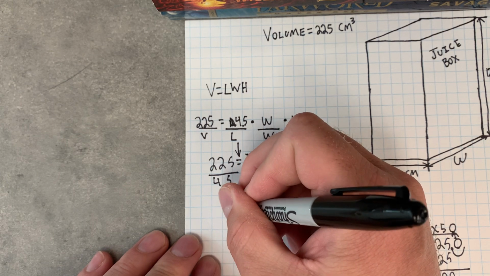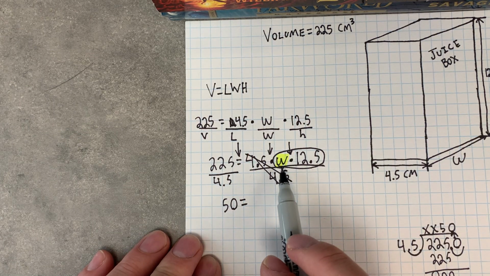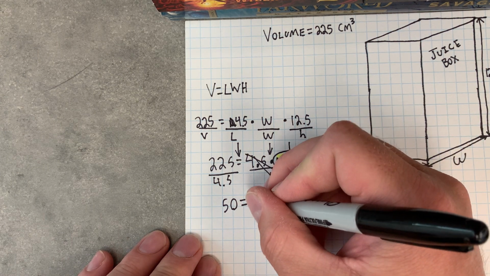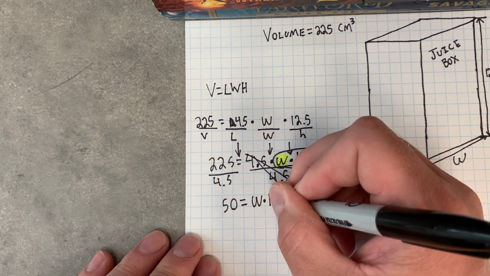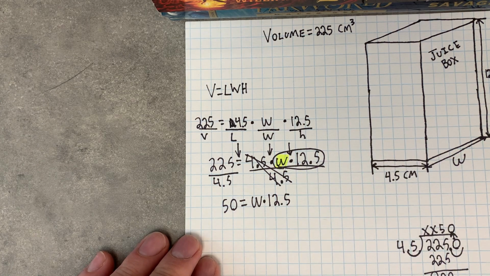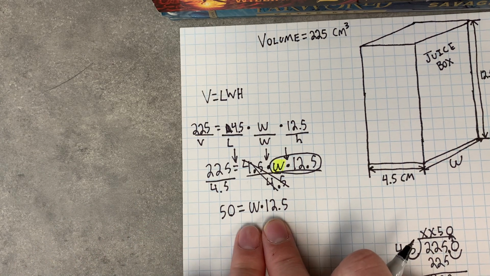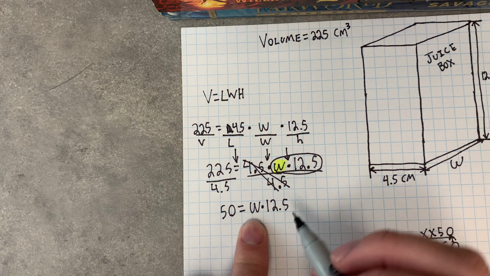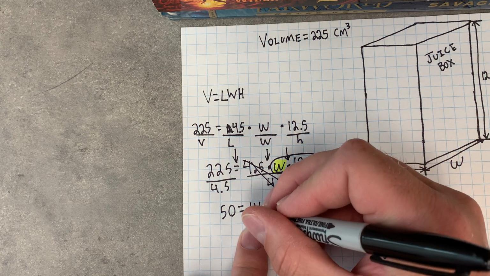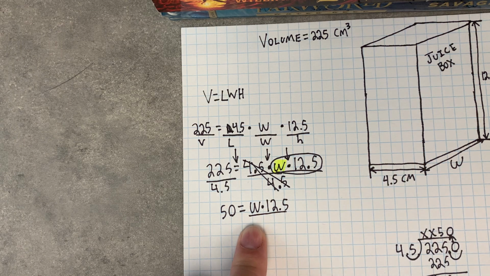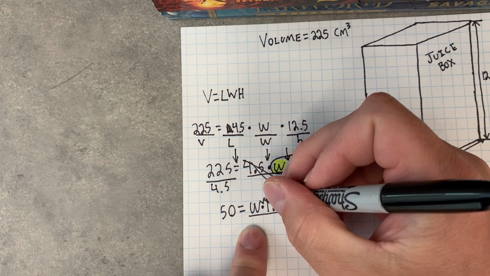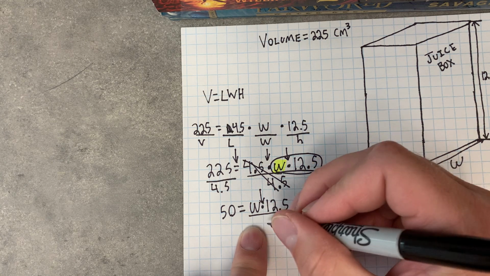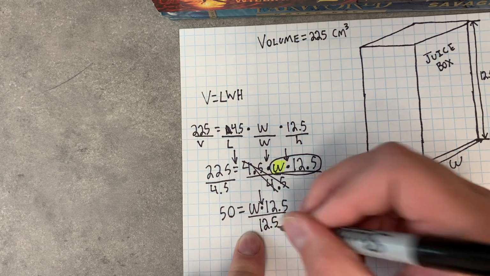So our equation now looks like 50 equals, remember, all we have left is the W times 12.5. So 50 equals W times 12.5. Okay? Still algebraic, right? We still have a variable. We still need to isolate this W, right? So that means we need to get rid of 12.5. And again, we do this using inverse operations. The inverse of this multiplication right here is division. So let's divide W times 12.5 by 12.5.